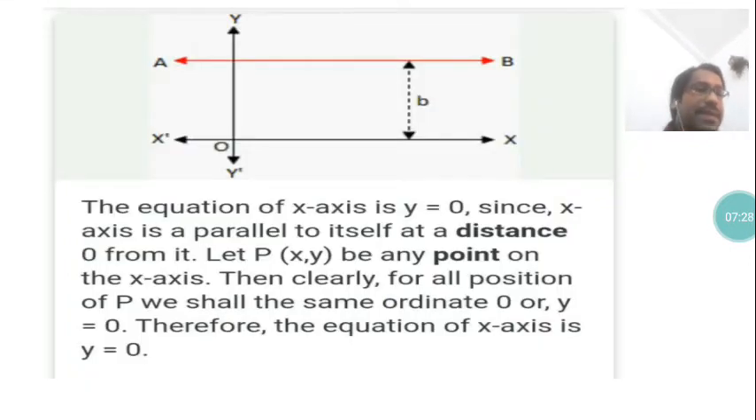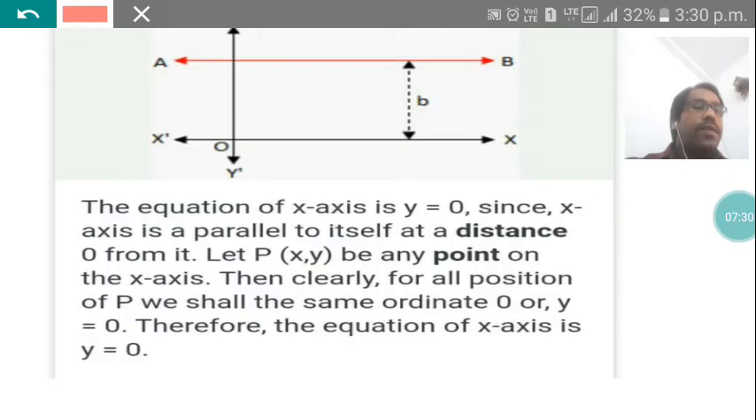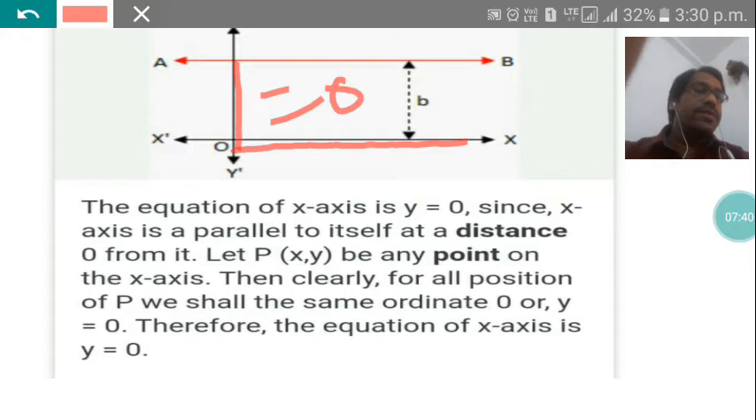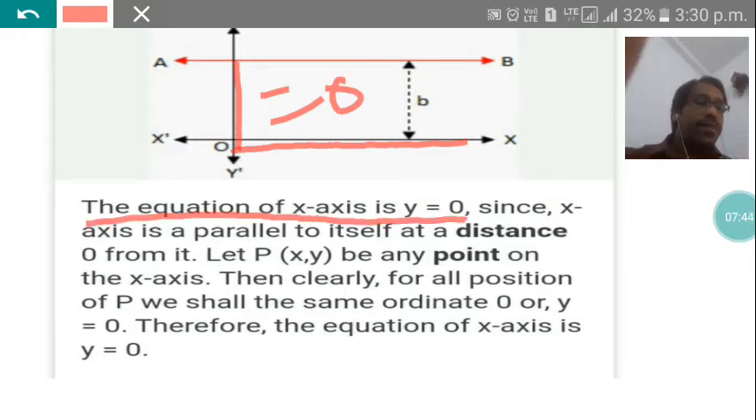The equation of x axis is y is equal to 0. X axis means the point is on the x axis, so obviously its y is equal to 0. So always remember the equation of x axis is y is equal to 0, and if we go for the equation of y axis, in that case x will be 0.